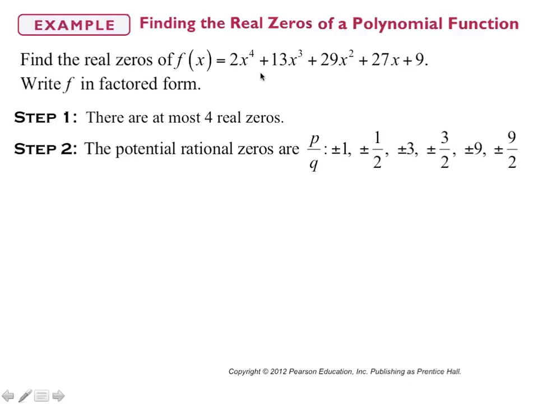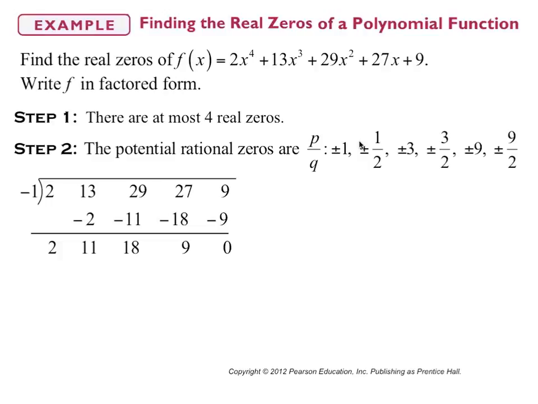And then we're going to list our potentials. So we have factors of 9, which would be 1, 3, and 9. And then we have factors of 2, which would just be 1 and 2. So if we divide those, we're going to have 9 divided by 1, which gives us 9, 9 divided by 2, which gives us 9 halves, and then 3 divided by 1, which gives us 3, 3 divided by 2, which gives us 3 halves, and then 1 divided by 1, which just gives us 1, and 1 divided by 2, which gives us 1 half. So those are our potential rational zeros there.